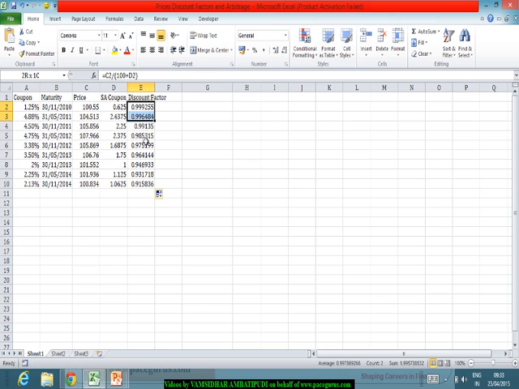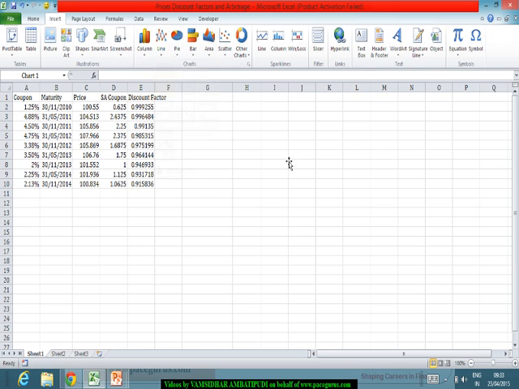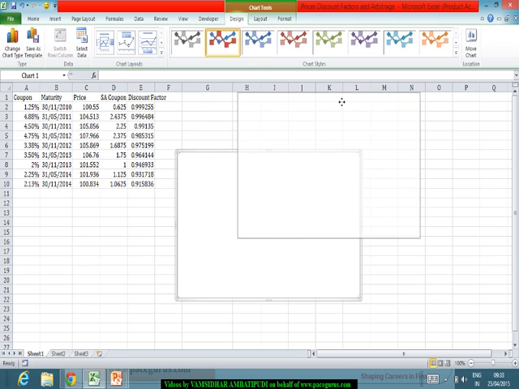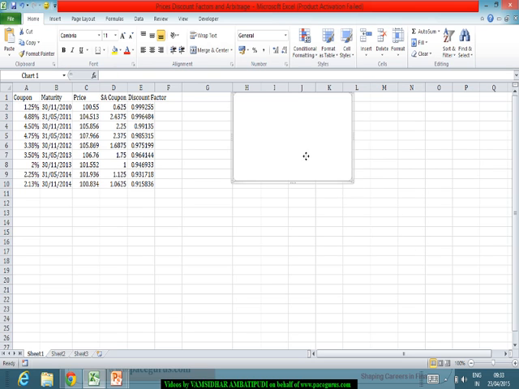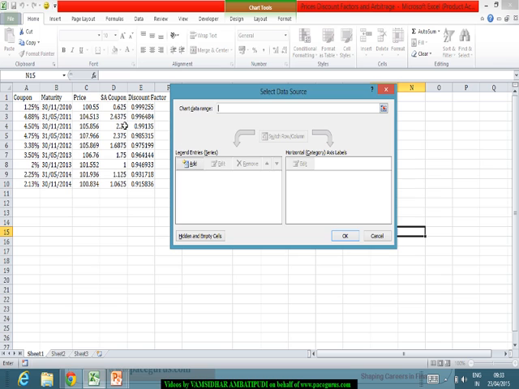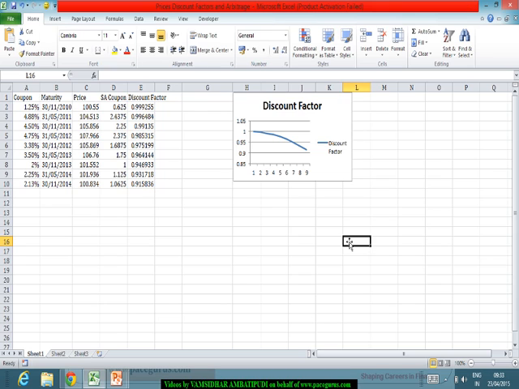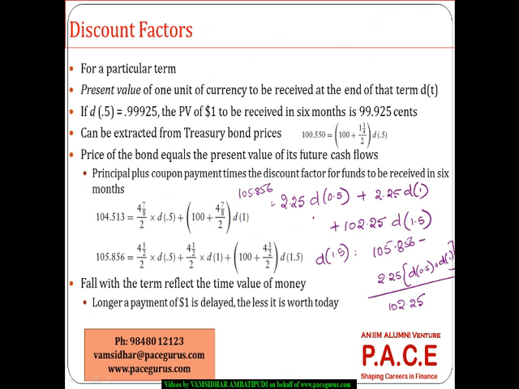So these discount factors are shown in this way, and if I look at a simple chart for these discount factors, I could see a constant gradual downward slope occurring. The discount factors are following a downward sloping pattern like this, right? So from 0.99 to 0.91. That's how we can compute the discount factors.